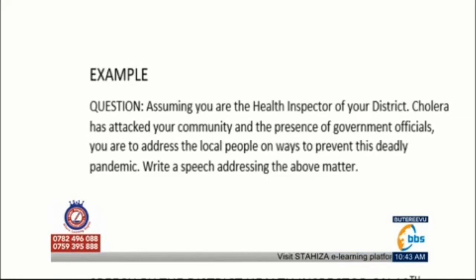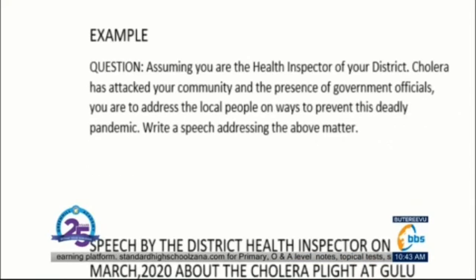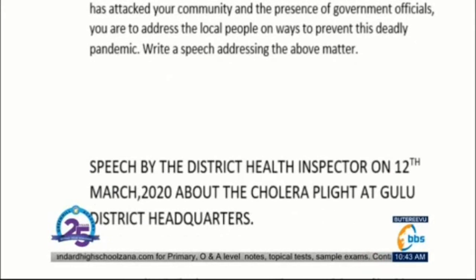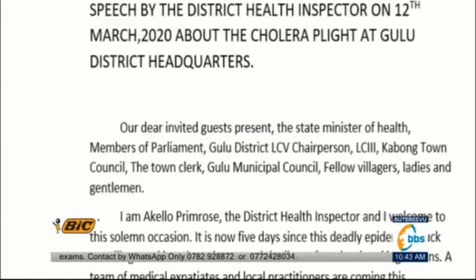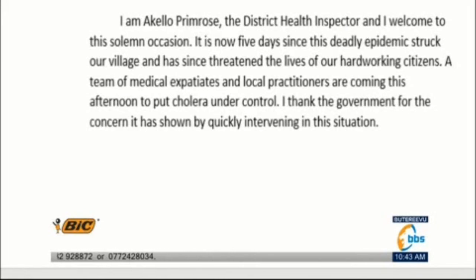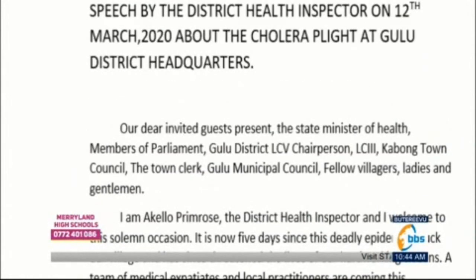So we are looking at how we are going to write this speech. As you're reading on the screen, I could also be reading with you. And here is the response. Speech by the District Health Inspector on 12th June 2020 about the cholera plight at Gulu District Headquarters. Okay? That is our heading. If you look at our heading, all the aspects that we need to put in our heading are there in this example. Then we begin with our introduction.